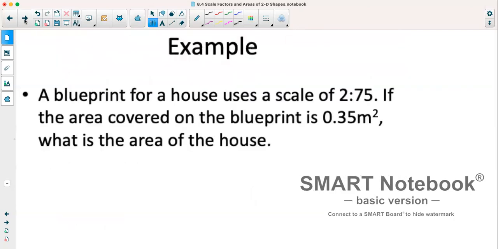Okay, for example, a blueprint for a house uses a scale of 2 to 75. If the area covered on the blueprint is 0.35 meters squared, what is the area of our house? So to get our actual area, what we can do is take our scale factor, which we call K, square it, and multiply by the area on the blueprint.